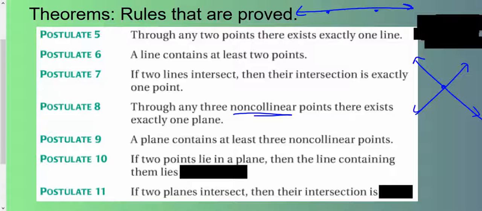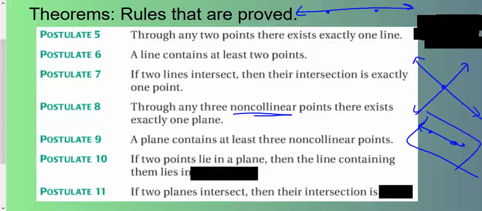And then, if 2 points lie in a plane, then the line containing them lies in the plane. So here's our plane. Here's my 2 points right here. If those 2 points are in that plane, then this line also has to be in that plane. So that's that one. And a lot of these seem really simple or really straightforward.